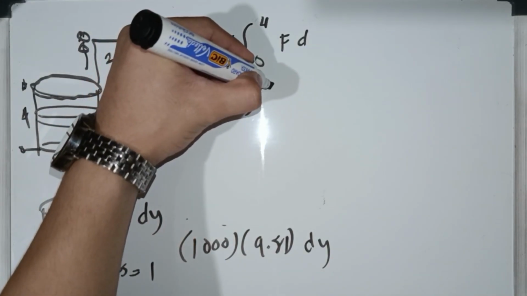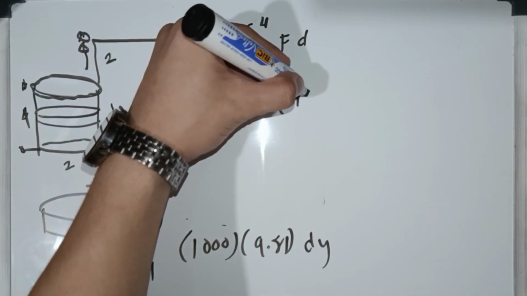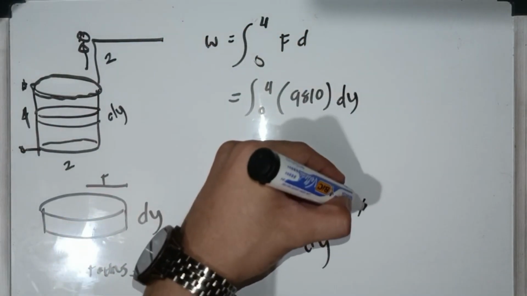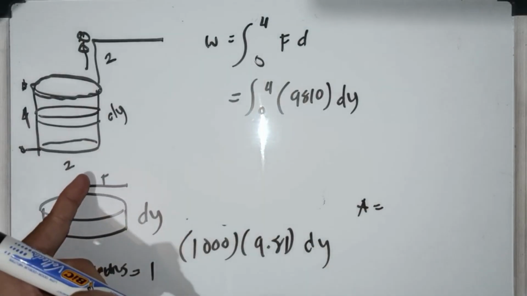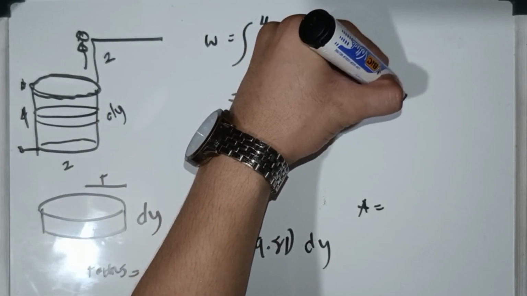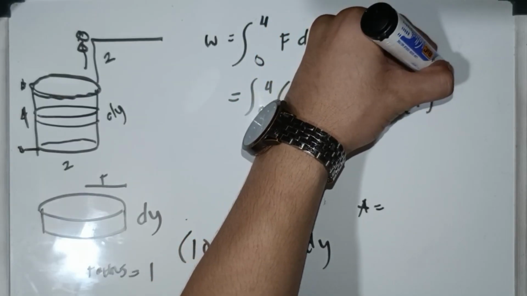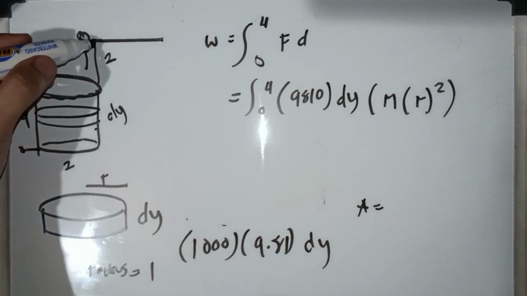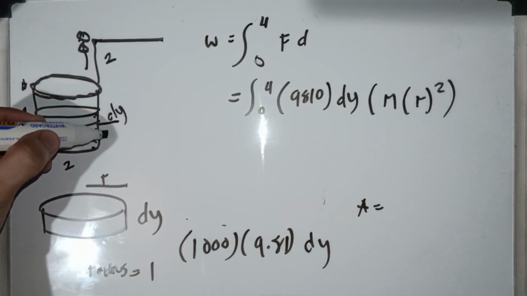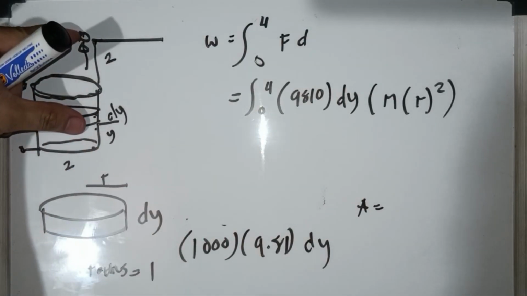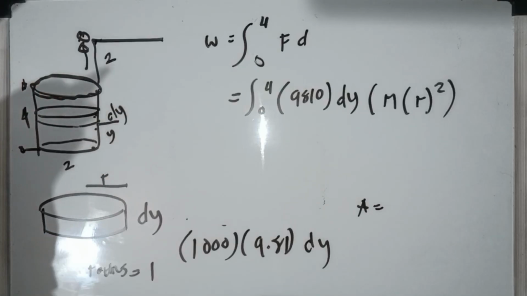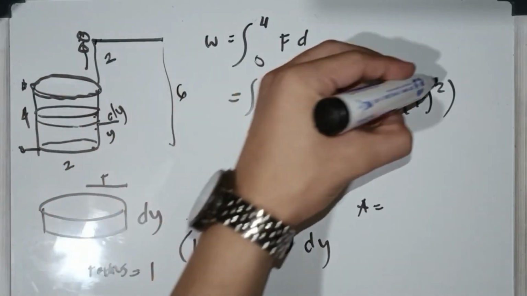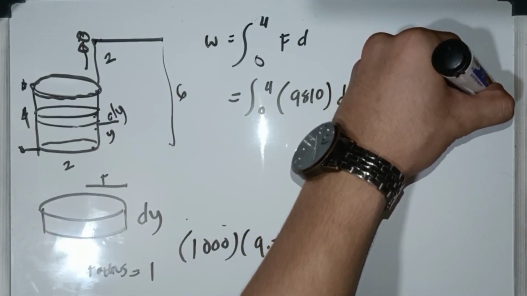So that is now the integral from 0 to 4, and f is equal to 9/8 multiplied by dy. And for the area, we have the circle, which is pi, and the radius is 1 squared. Now for the d, we have here to here. So let's denote the dy to the ground as y. Since this is equal to 4 plus 2, which is 6, our height now is equal to 6 minus y.